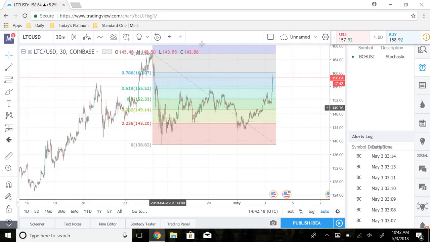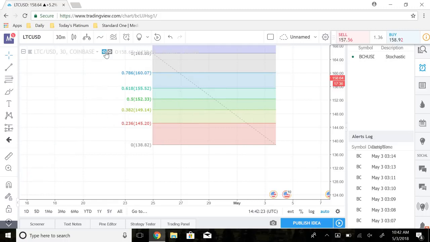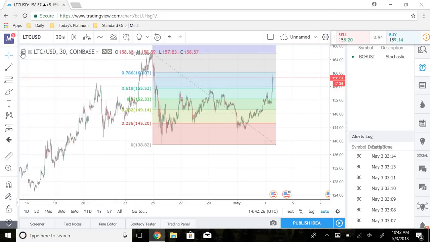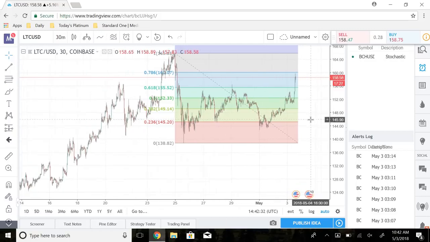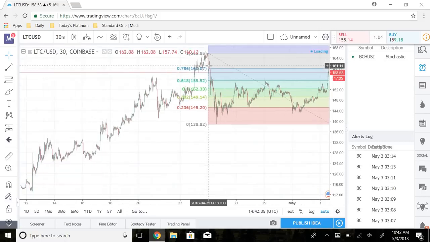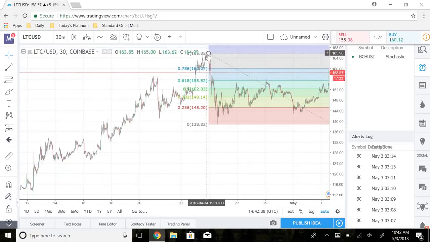Now you can see we have a bunch of different lines in different colors, right? Basically what you're looking at is the fall off of where you were at. You came up from here, which you would be at 100%, and now you're at 0% all the way down here at this bottom price level. And these different levels are basically saying, okay, you're at 23%, almost back to where you were, 38%, 50%, 61%, and 78%.